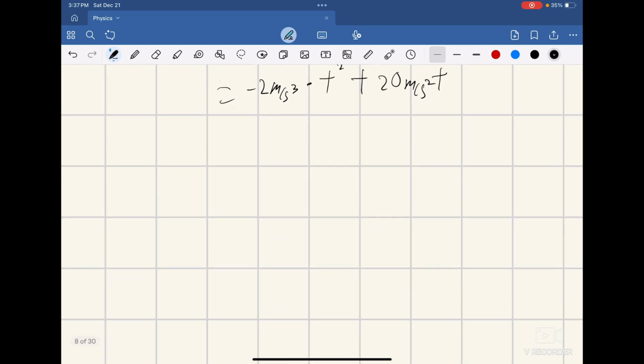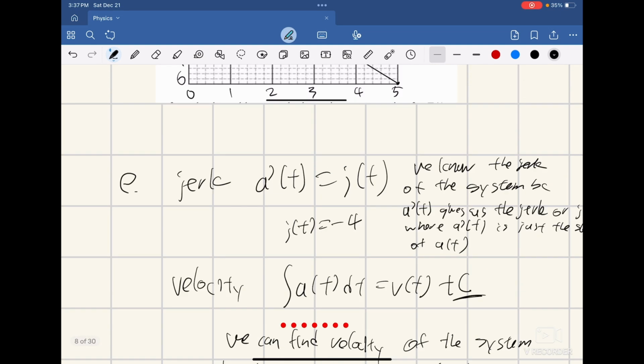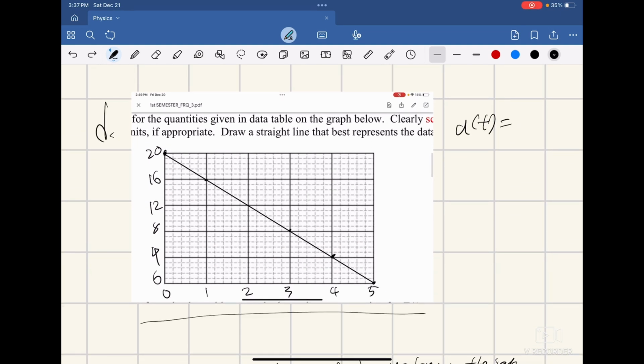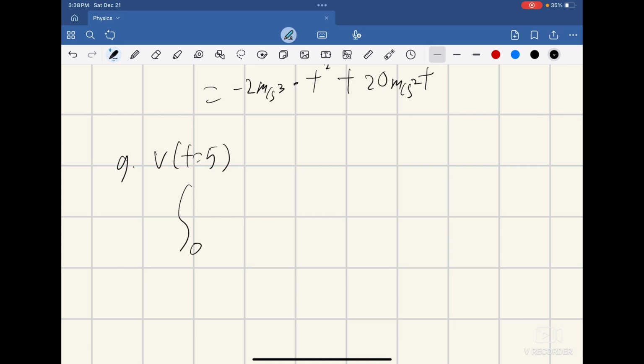Alright, for part G, we are asked, using the known information that can be extracted from the a-t graph, this thing right here, to find the velocity at t equals 5. What we know about v at t equals 5 is that the integral from 0 to 5 of a of t dt is equal to v of 5 minus v at 0, right? T equals 0, t equals 5.